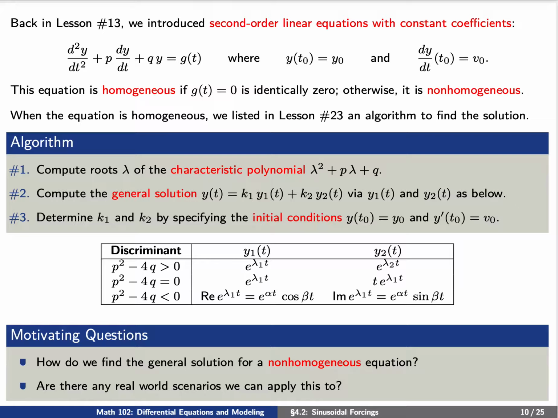When the equation is homogeneous, we found in lesson 23 an algorithm to find the solution. First, compute roots lambda of the characteristic polynomial lambda squared plus p lambda plus q. Second, compute the general solution y of t equals k sub 1 times y1 of t plus k sub 2 times y2 of t in terms of functions y sub 1 and y sub 2 as listed on your screen. And third, determine the constants k1 and k2 by specifying the initial conditions.